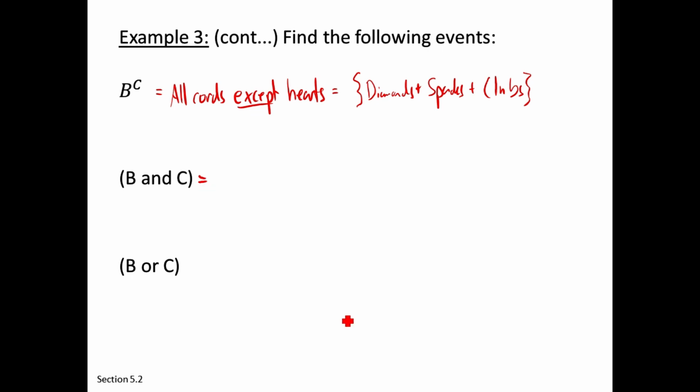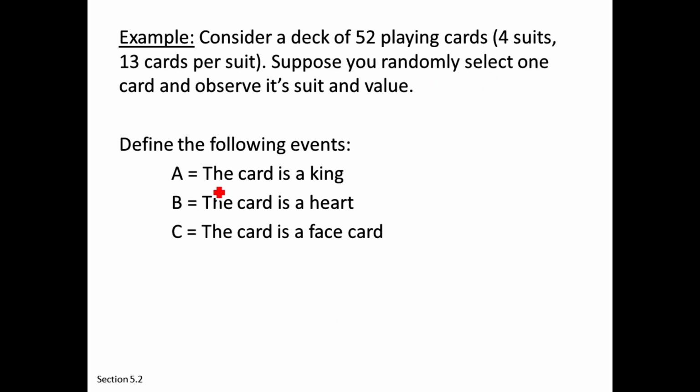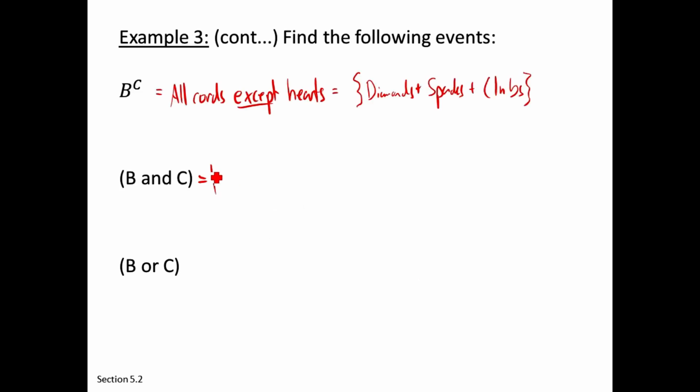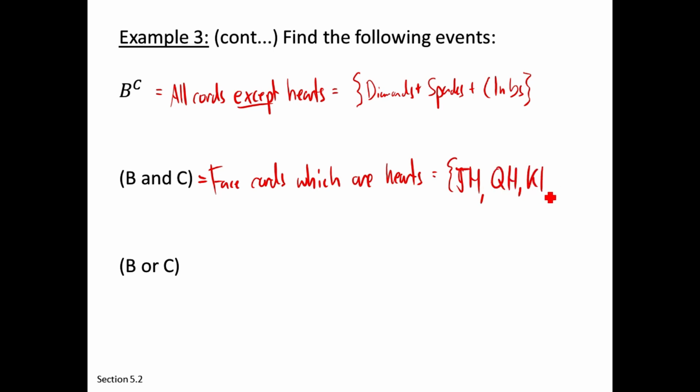What would the event B and C be? All hearts and face cards. So B and C, it needs to be a heart and a face card. So it would be the face cards that are hearts. So these are face cards which are hearts, right? This would be the Jack of Hearts, the Queen of Hearts, and the King of Hearts.